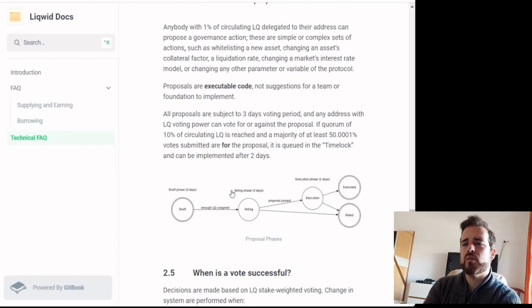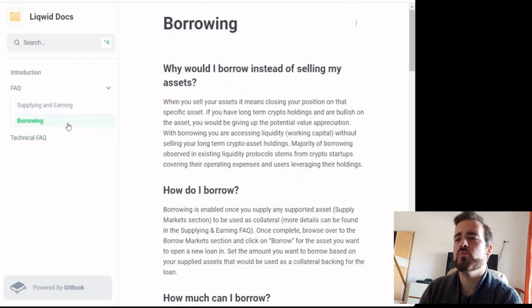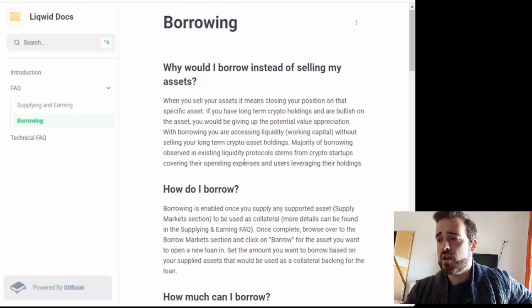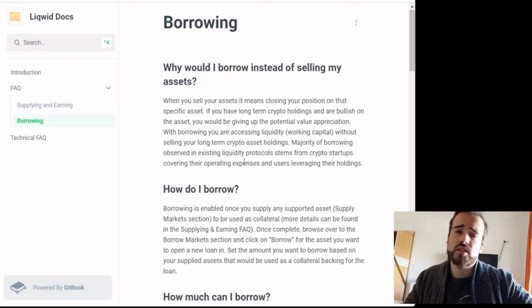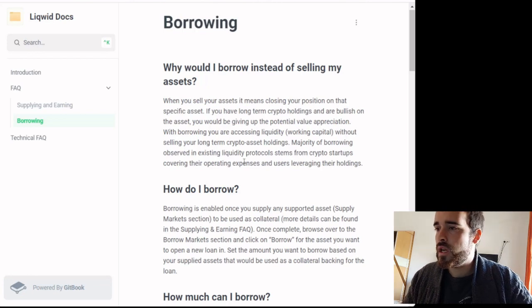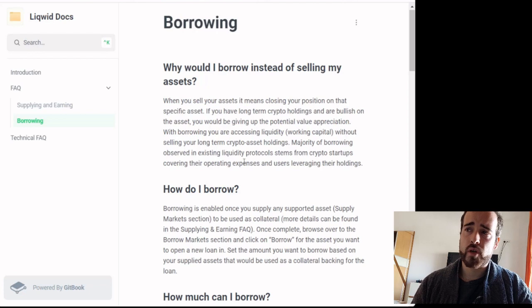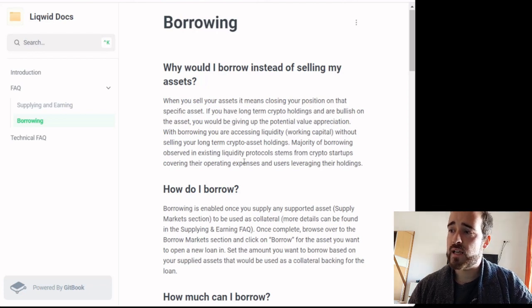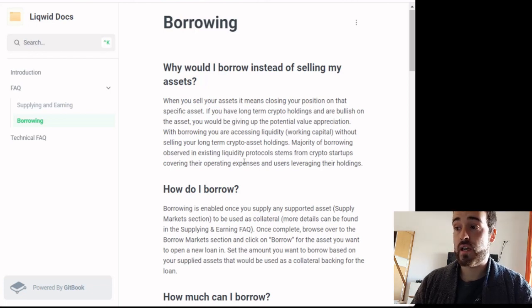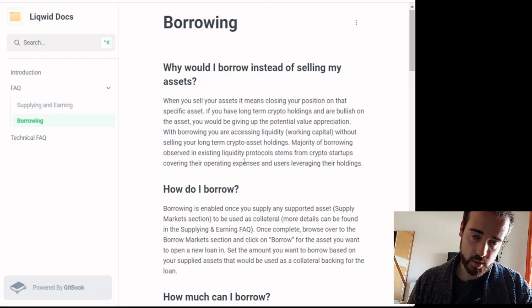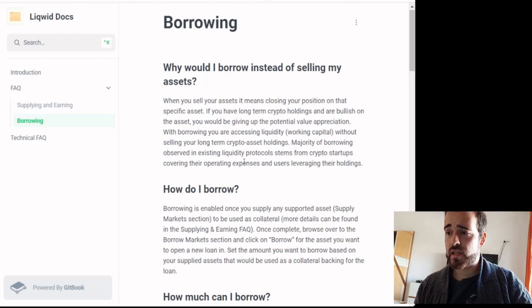Finally, probably one important question you have right now is why would you borrow from Liqwid instead of selling your assets? Well, basically, one of the reasons is if you have long-term crypto holdings and you want to keep them and you're bullish on that asset and you don't want to miss out on the price appreciation, you can instead borrow to get access to any other asset without needing to sell your long-term crypto asset holdings. Okay. Besides that, it is also a great instrument for price speculation.